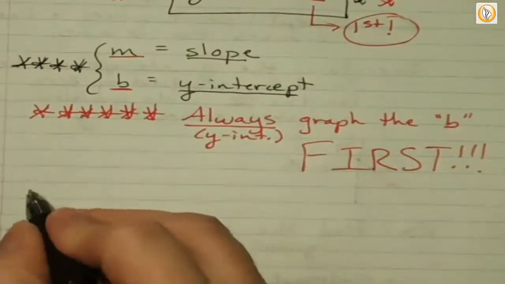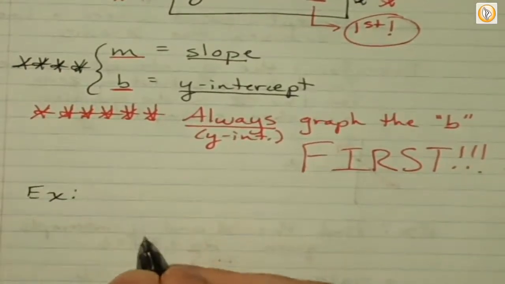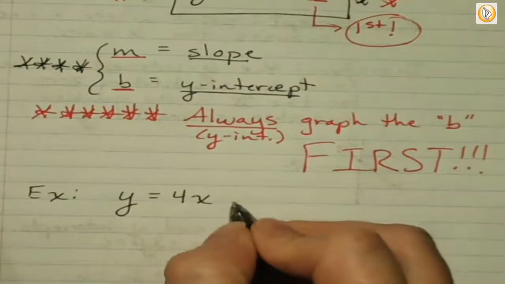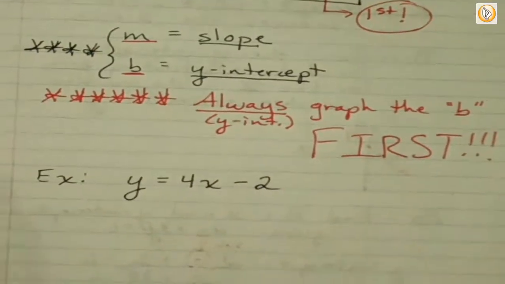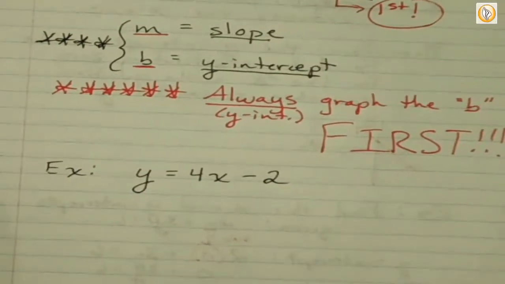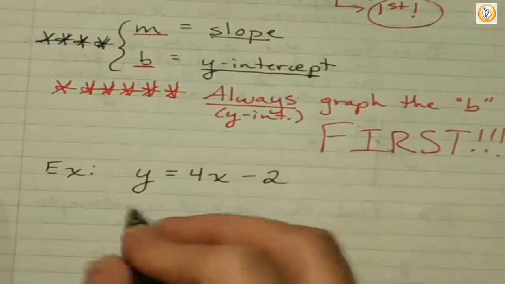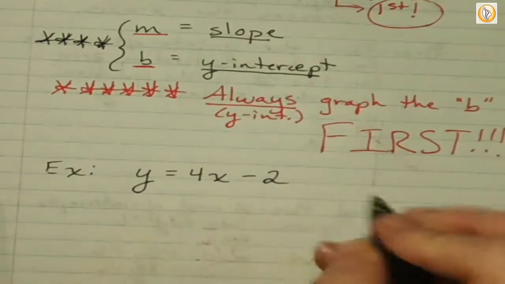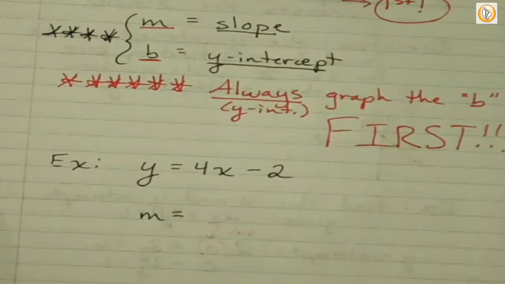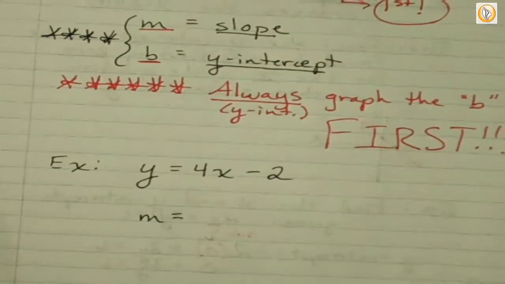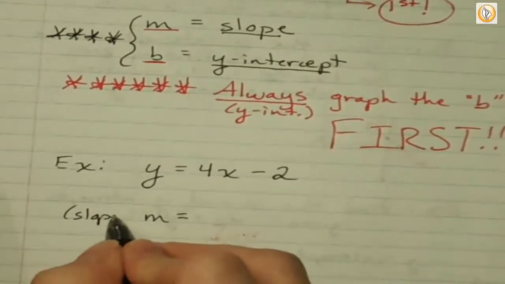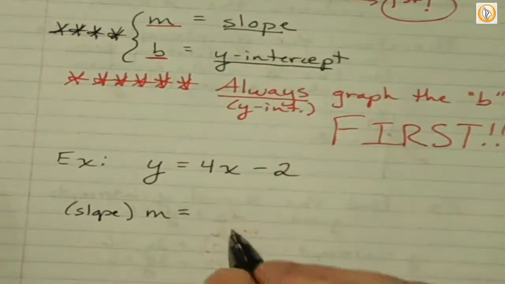I'm just going to give you this. What if I have y equals 4x minus 2? Right here. Raise your hand if you can tell me what the slope is. Italia. You said from M. Yep. Slope is M. Oh, 4. Very good. I was thinking of B. No, it's okay. That's why we're doing this.